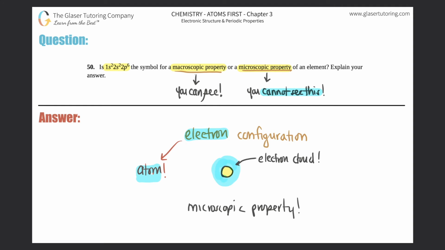And that's it. It says explain your answer, but you could just say that basically because it's an electron configuration of a specific atom, which focuses on electrons, and since we cannot see electrons nor atoms with the human eye, it is a microscopic property. And that's it. This one was easy peasy.